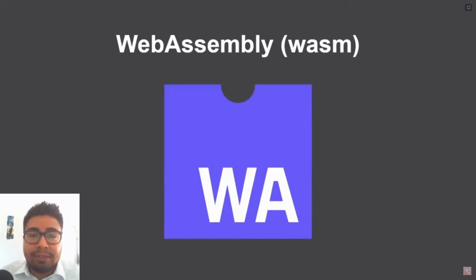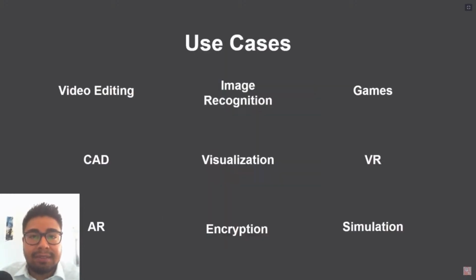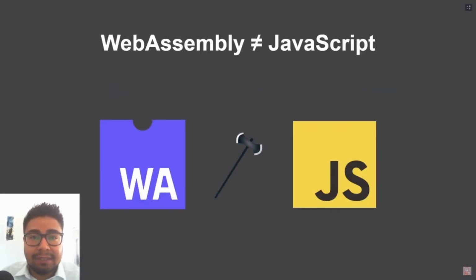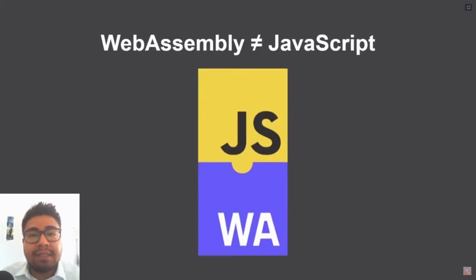WebAssembly, or WASM for short, is the newest standard to arrive on the web, and it's built to improve performance in a variety of use cases. This new language isn't meant to replace JavaScript. Rather, it's meant to complement it. And as such, the execution between the two functions is heavily intertwined.